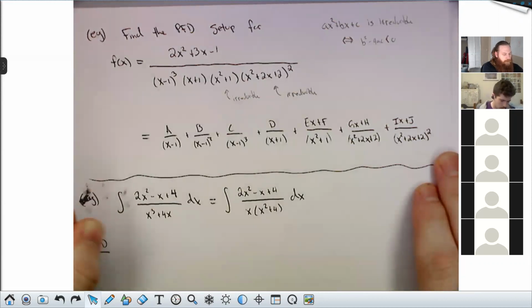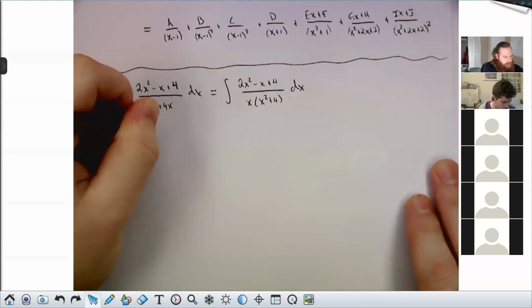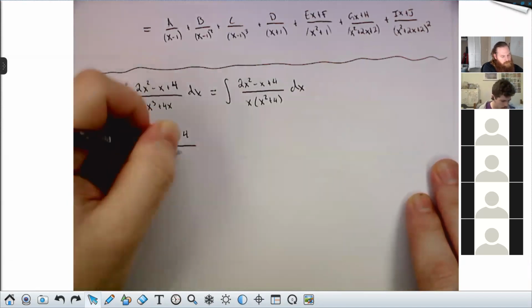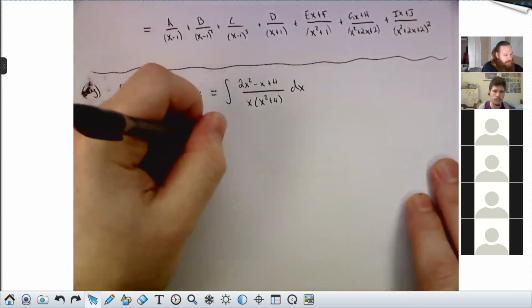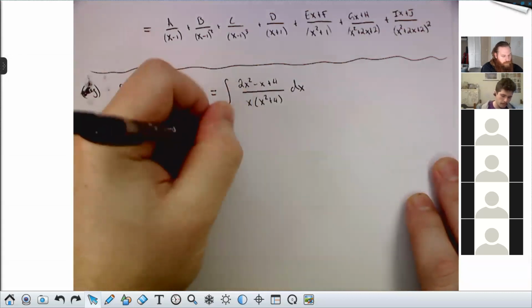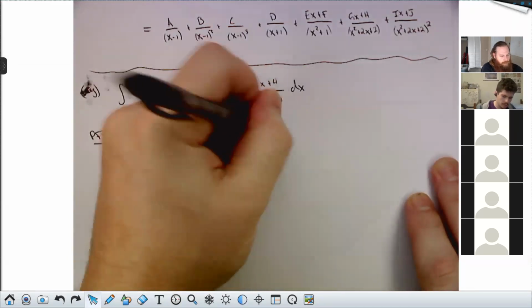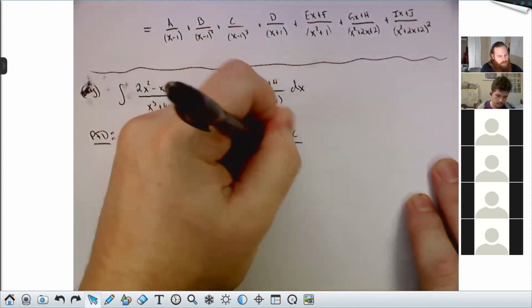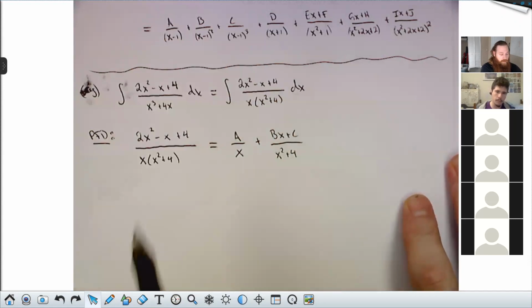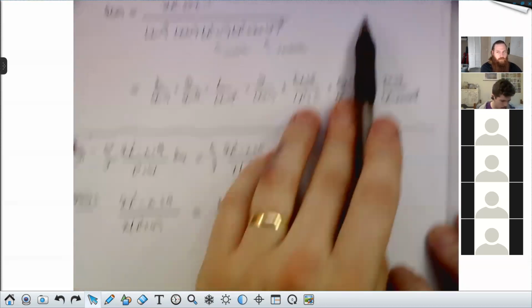So now I'm starting my PFD. I let my reader know. I say, okay, my function can be set up as a over x, simple linear factor, plus bx plus c over x squared plus 4. Because x squared plus 4 is an irreducible quadratic. You need to check that this is irreducible. If you don't know how to spot that right away, that's okay, but you need to check it. This is irreducible. The roots are plus and minus 2i. But you check by computing the discriminant.